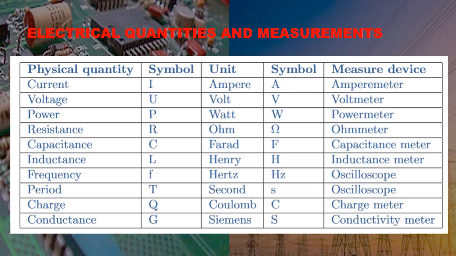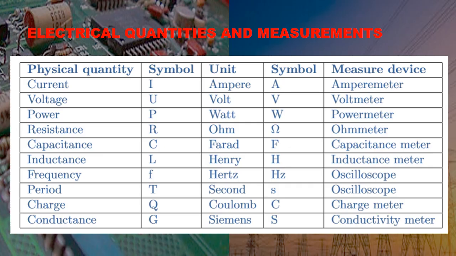Capacitance meter. Inductance meter. Frequency, period. Frequency is the inverse of period or time, and time is the inverse of frequency. So they're the inverse of each other. They are measured by an oscilloscope. You can put any alternating current into an oscilloscope, any high frequency signal, and you measure the frequency and the time and all these things.